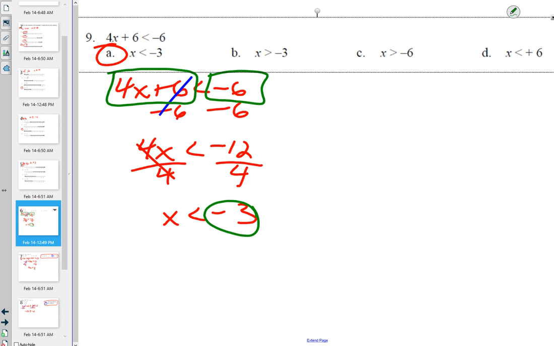So as far as flipping the sign goes, it's not about what you end up with. It's about what you did to both sides. And what I did to both sides was I divided by a positive. So the inequality sign stays the same.